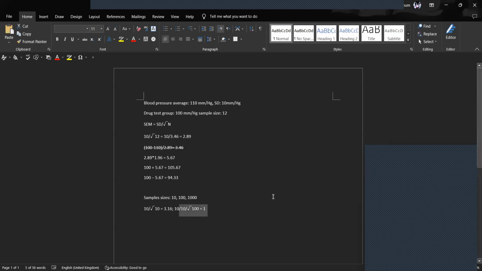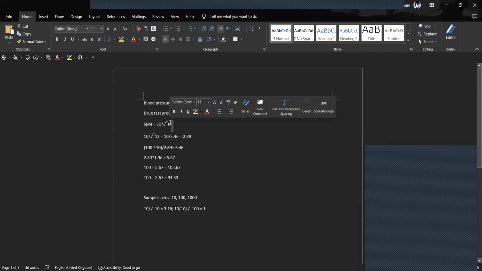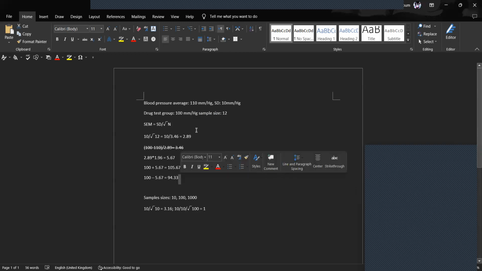Why is the n 10? Well, n is the sample size, right? And for these three examples, we've just decided that the sample sizes are 10, 100, and 1,000 for demonstration purposes. But for the example that we did above, the sample size was 12, and so you'd use 12. If the sample size was bigger, such as 24, then you'd set n as 24. Okay? Hope that answers the question.